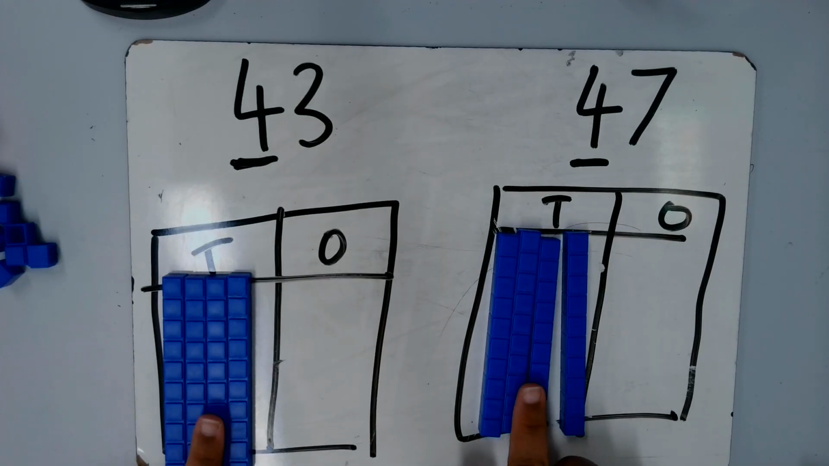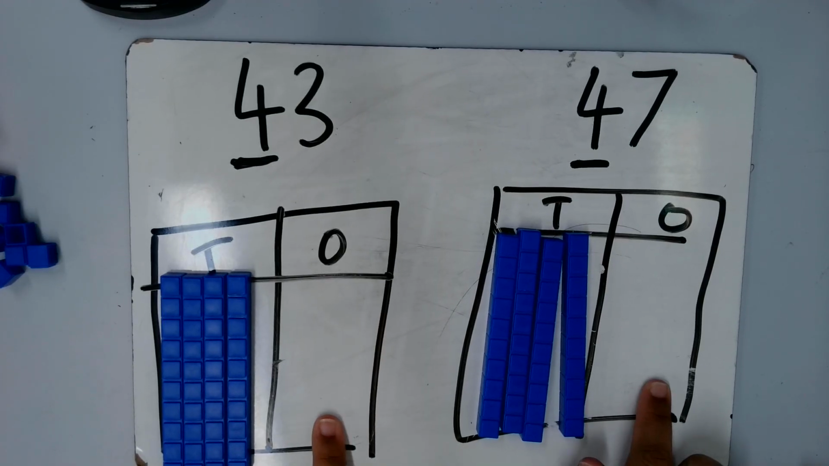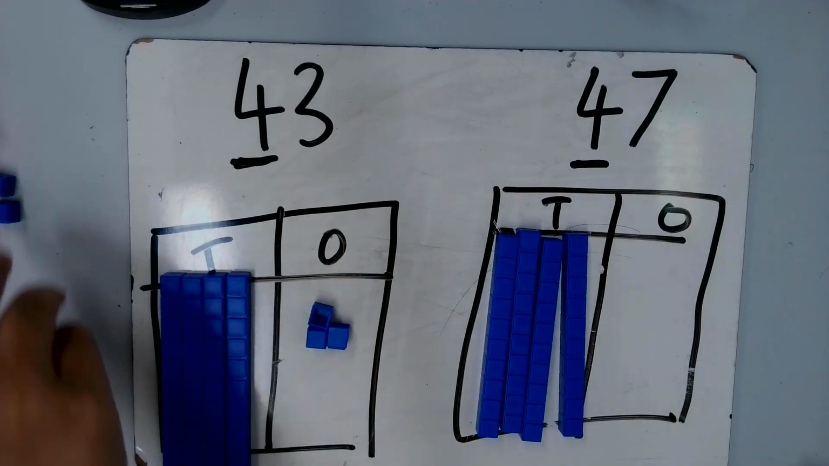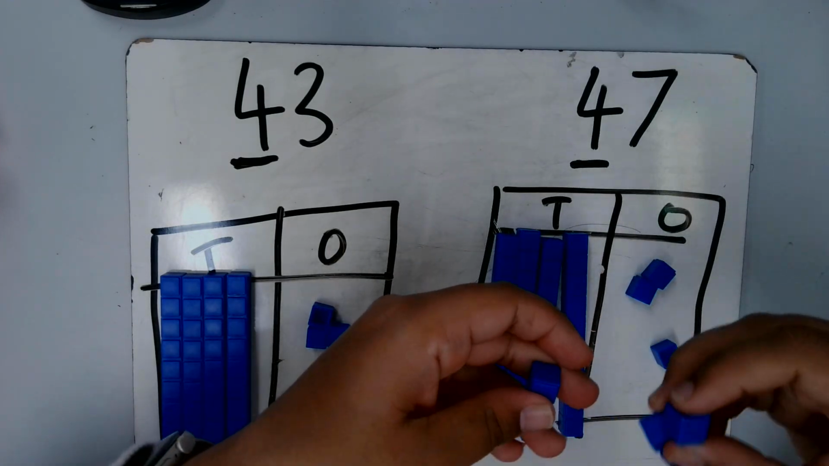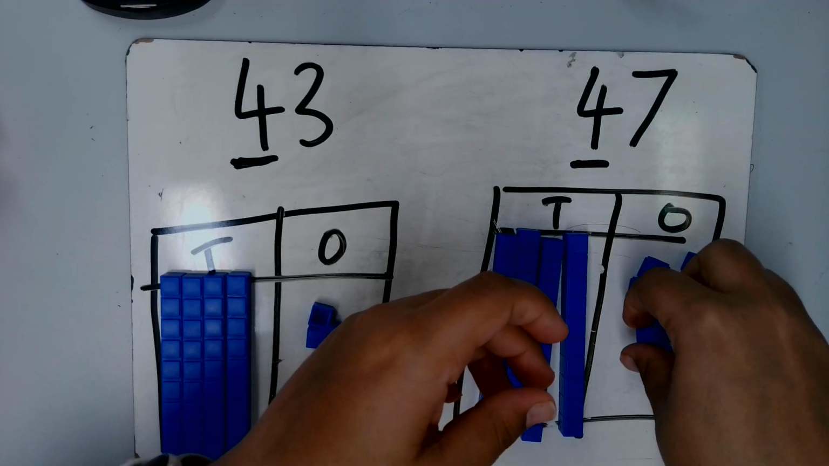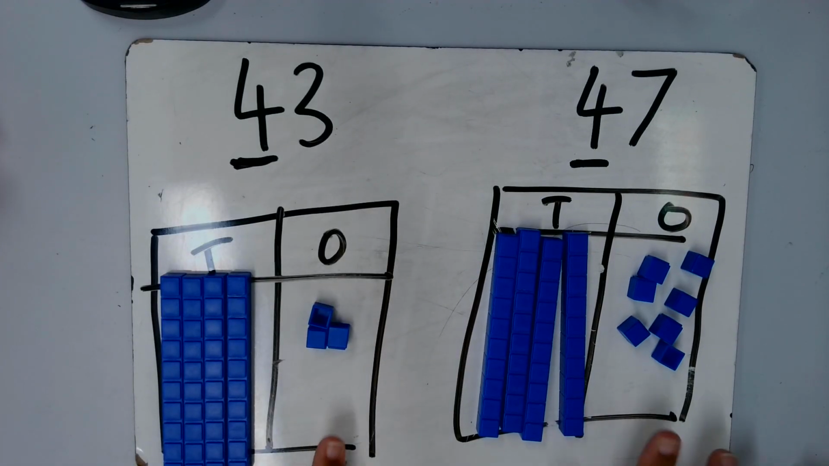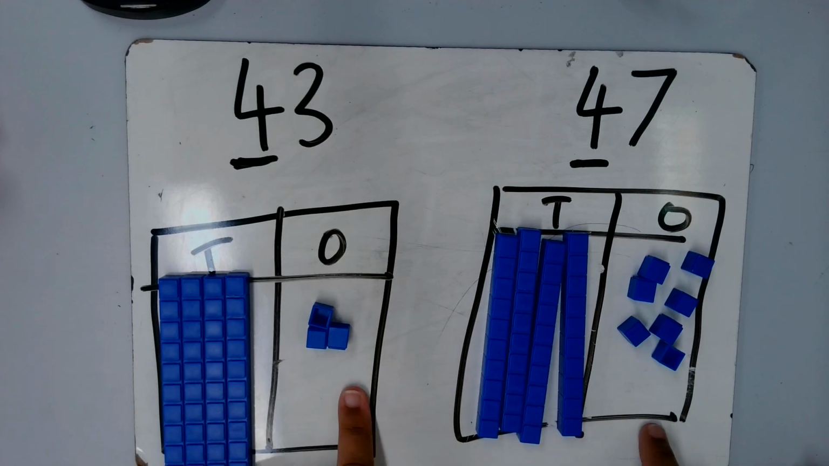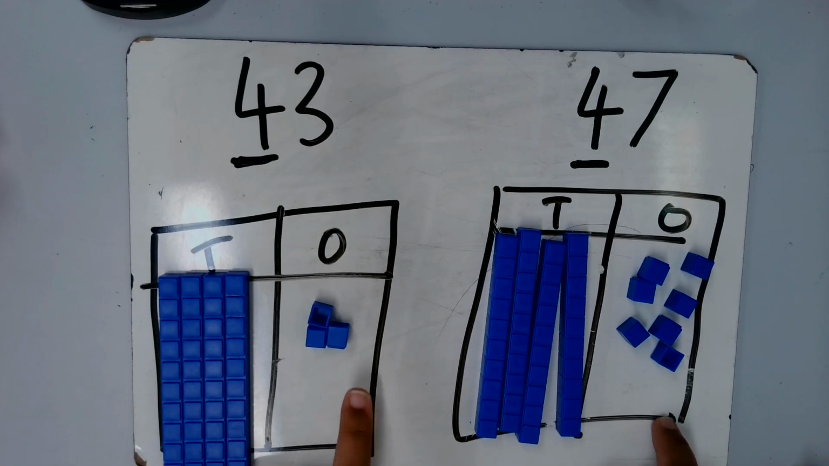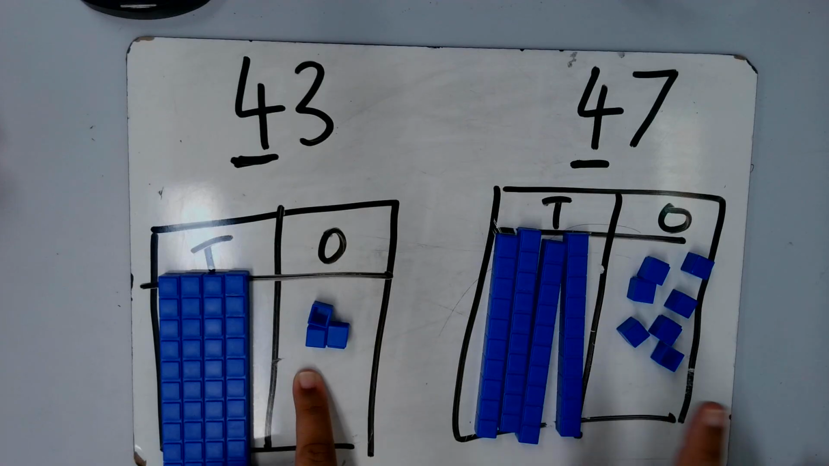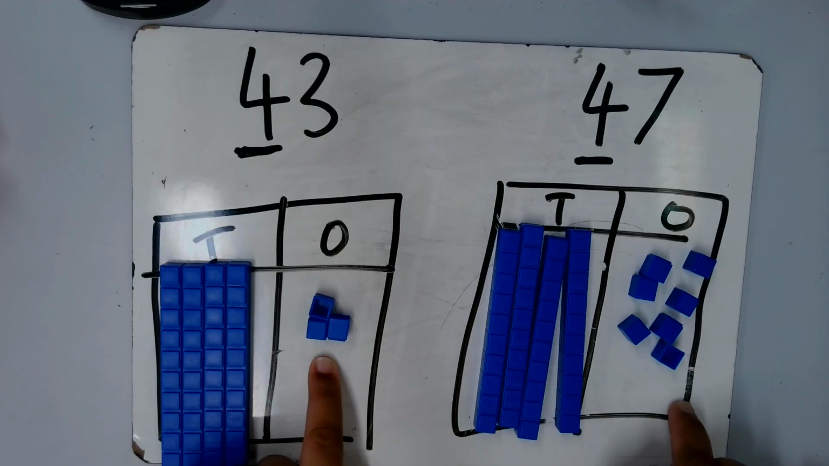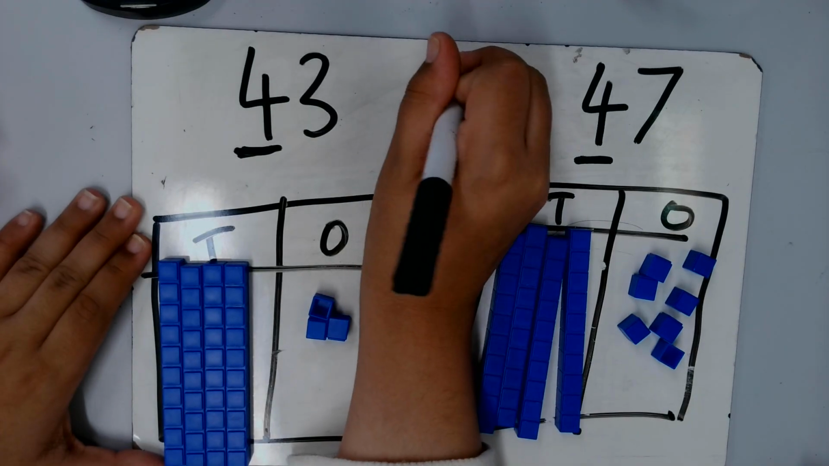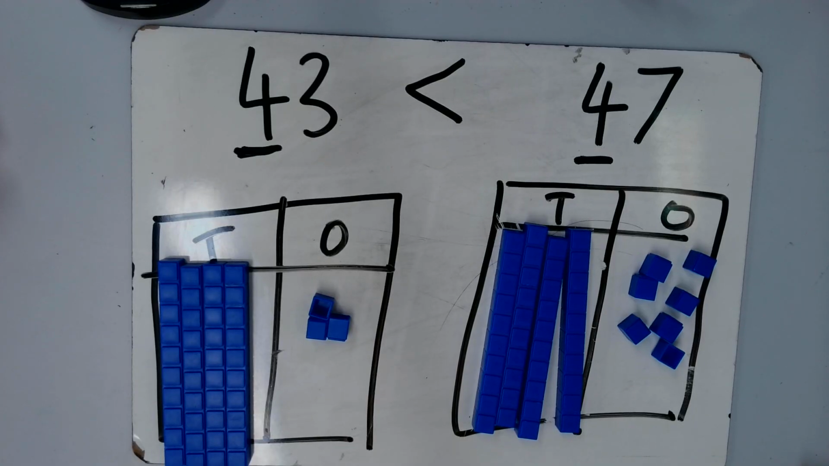When the tens digit is the same, we look at the ones. In 43, there are 3 ones. And in 47, there are 7 ones. The tens are the same. However, the ones are different. In 43, there are 3 ones, and in 47, there are 7 ones. 7 is greater than 3. 3 is less than 7. Therefore, 43 is less than 47.